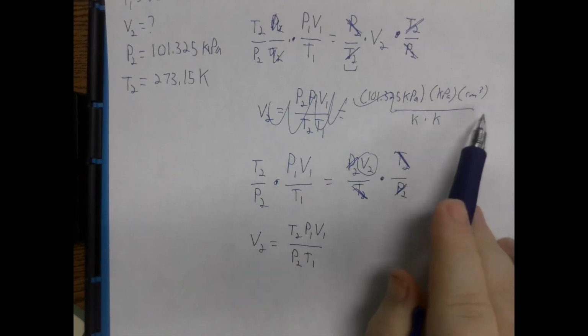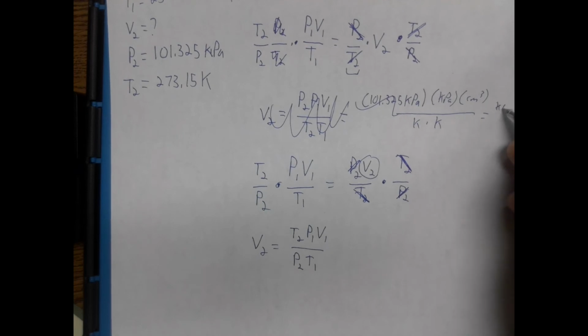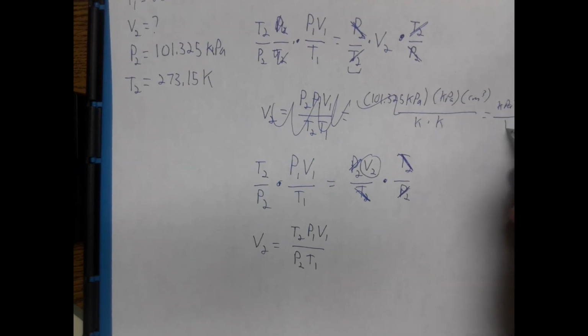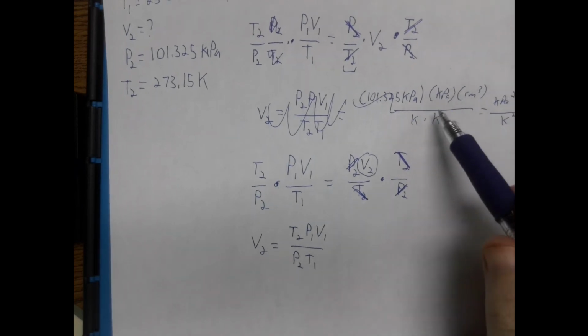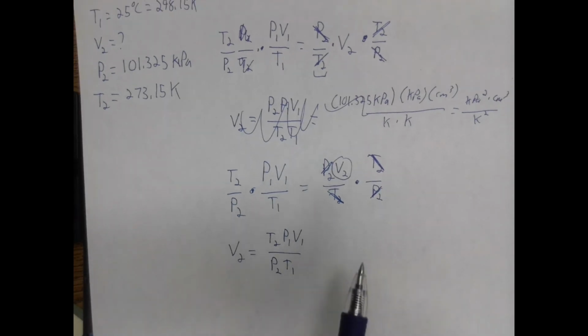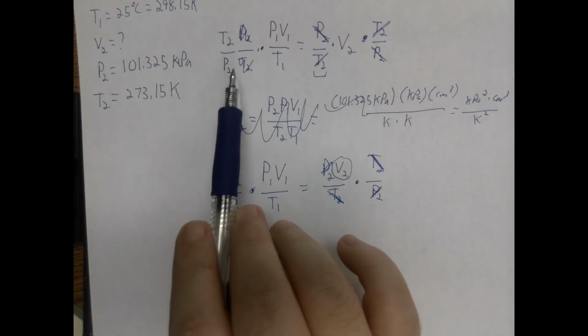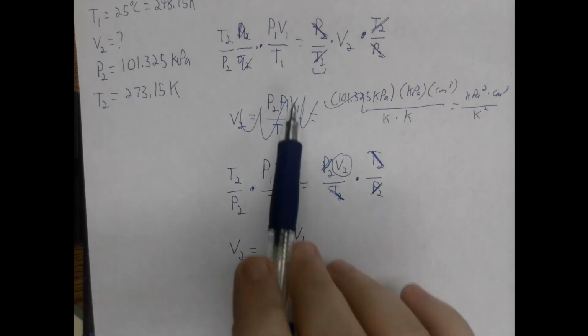Is this the units of a volume? This would have been kilopascal squared times cubic centimeters divided by Kelvin squared. None of the units cancel each other out. This is another reason why I highly recommend you actually write the units and cancel them out, because it is very, very easy when doing algebra to make a stupid mistake like I just did.